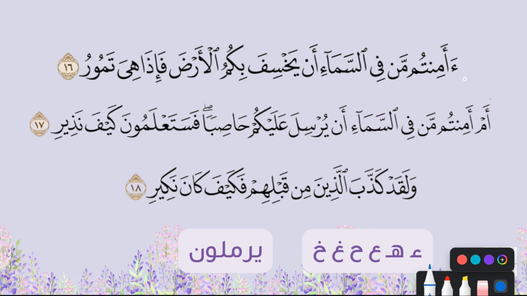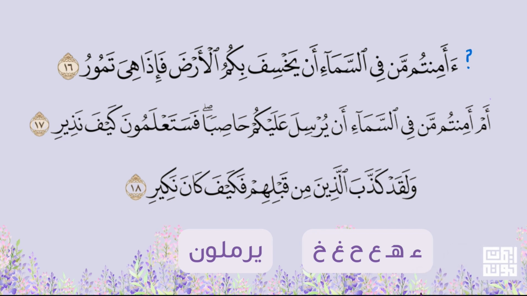At the very beginning, we have two hamzas. And this is a question form. Okay? It's a question form. Okay? So, and because they are the same, then we pronounce them exactly the same. Same length of time.